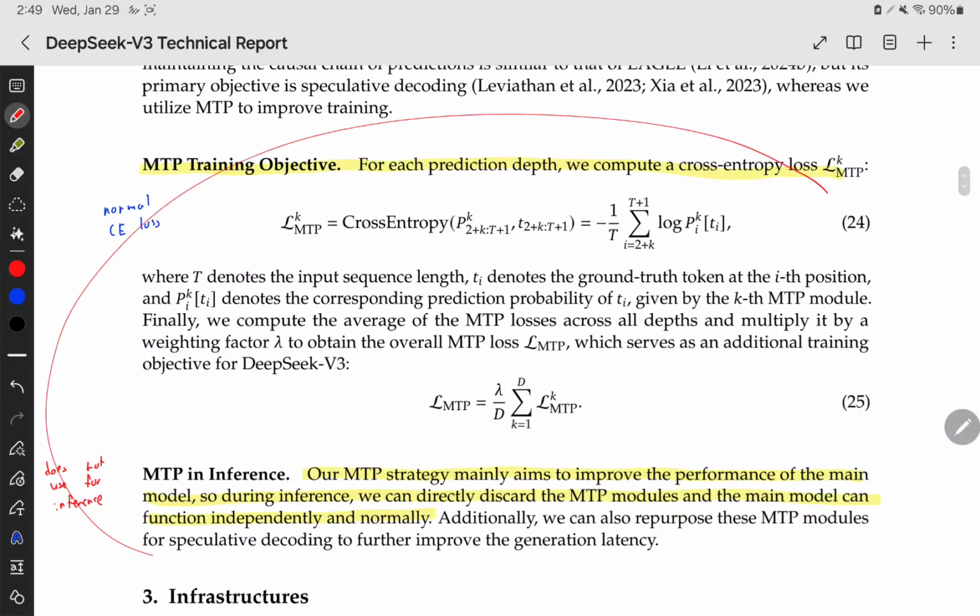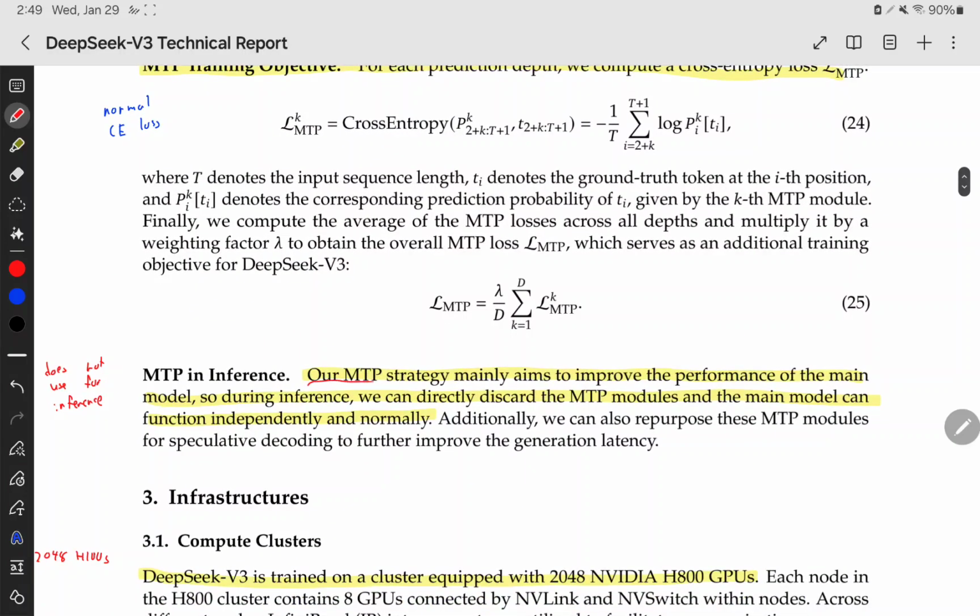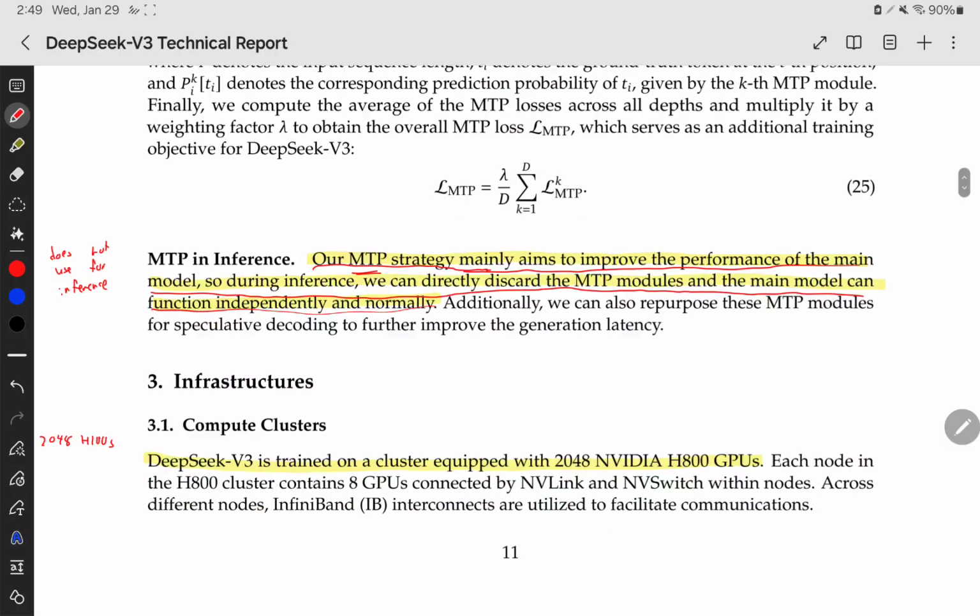It does help out. And they pretty much optimize it the same. So negative log likelihood here, and they weigh it by some value. They mention the value down below. And they say here, our MTP strategy, multi-token prediction, mainly aims to improve the performance of the main model. So during inference, we can directly discard MTP modules, and the main model can function independently and normally.